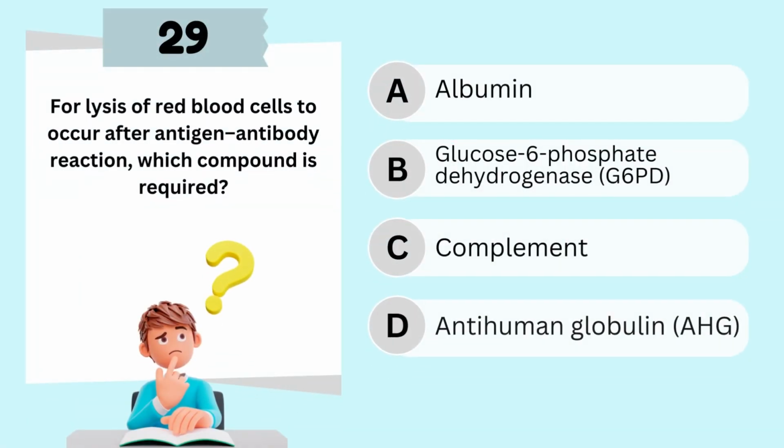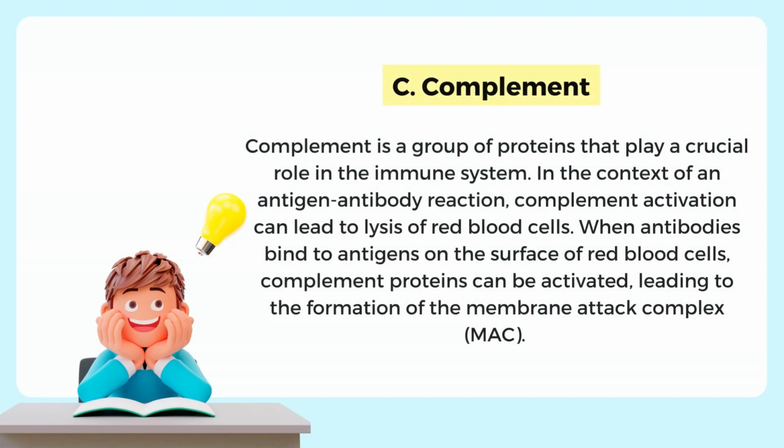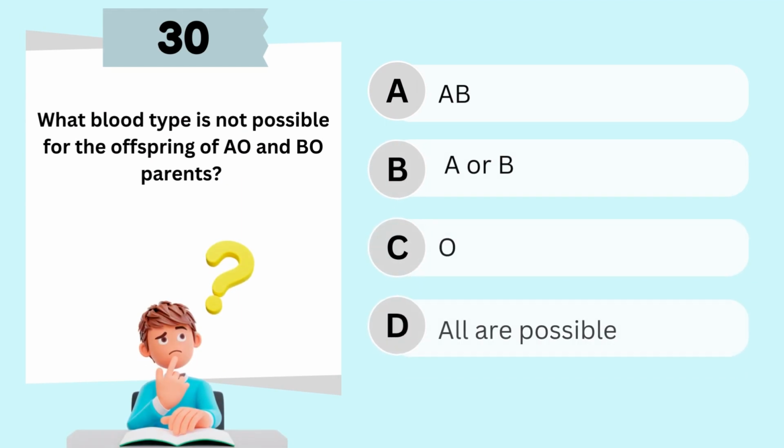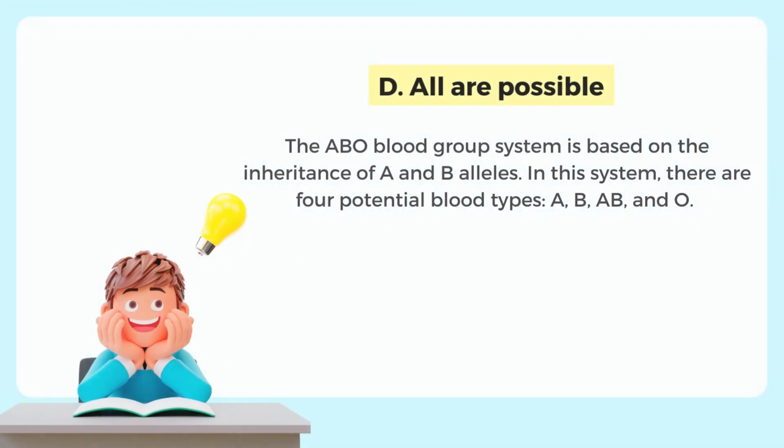For lysis of red blood cells to occur after antigen-antibody reaction, which compound is required? The correct answer is C. Complement. What blood type is not possible for the offspring of AO and BO parents? The correct answer is D. All are possible.